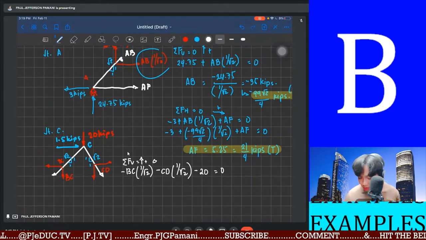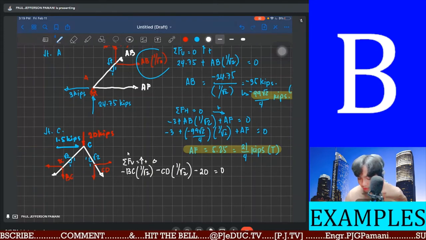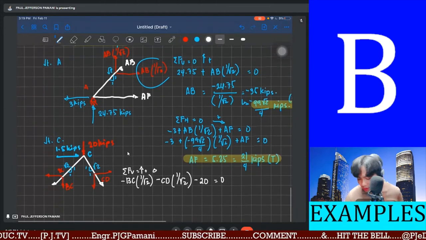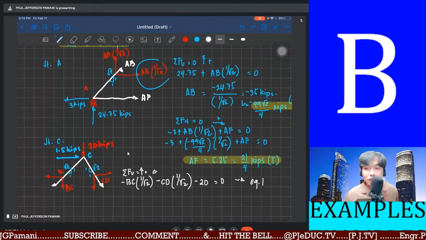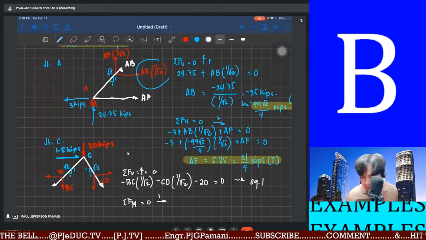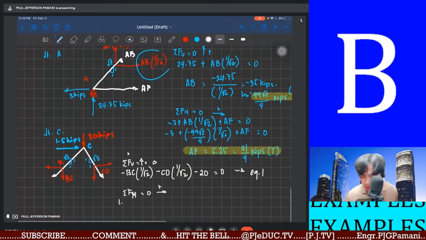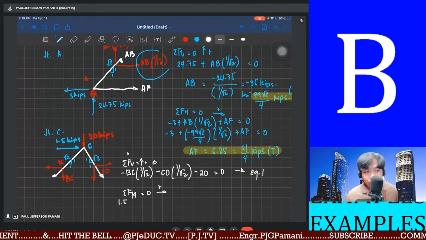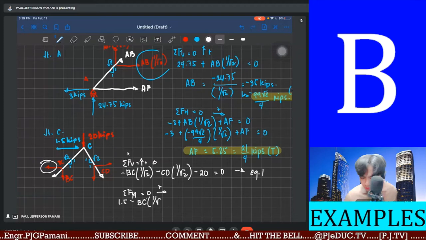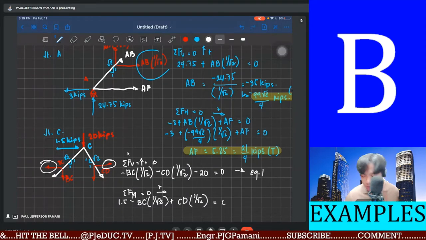Simplify, transpose to the other side, we have negative, negative, multiply both sides by negative 1, that is your equation 1. Wala ka naman masasolve, both of them are unknown, BC and CD. So move on to the second axis, which is your horizontal, equal to 0, to the right, positive. What are the forces acting on the horizontal axis? We have your wind load to the right, positive 1.5. The horizontal component of member BC and CD. To the left, BC, 1 over square root of 2. Then to the right, CD, positive, 1 over square root of 2. Equal to 0.